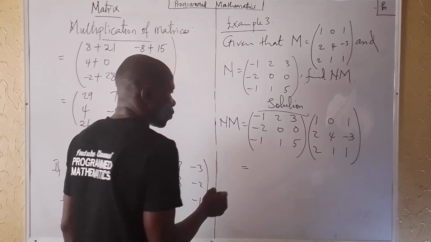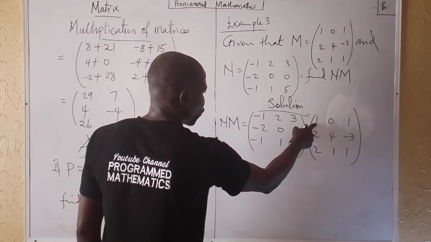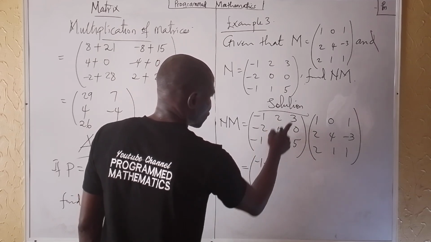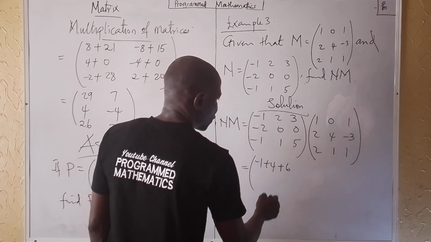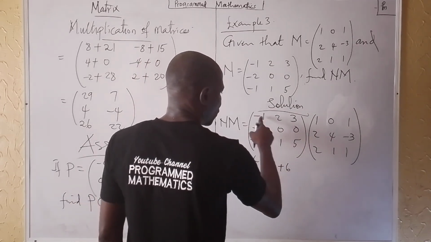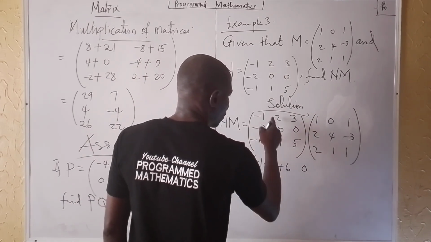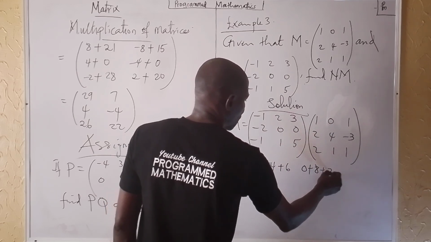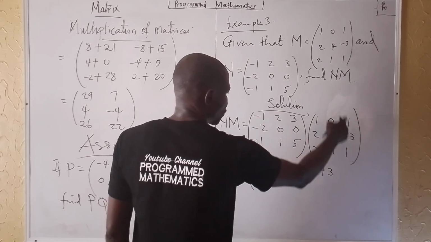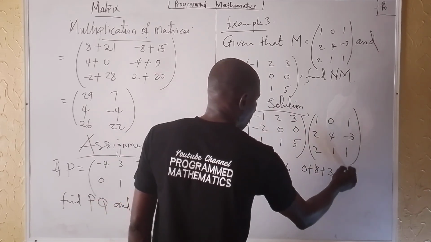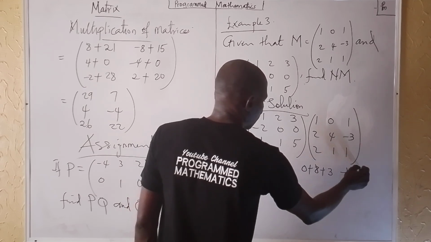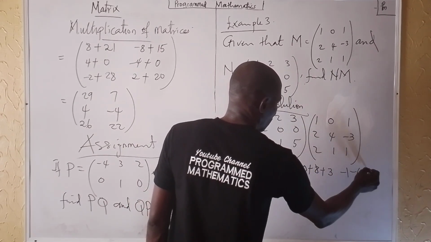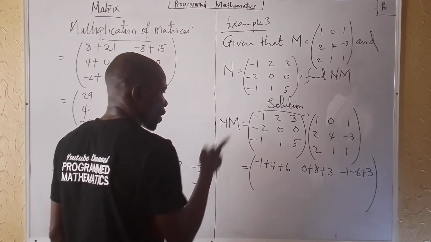So in this case, if we multiply this out, minus 1 times 1 is minus 1, 2 times 2 is plus 4, 3 times 2 is 6. Then the first row, second column: minus 1 times 0 is 0, plus 2 times 4 is 8, plus 3 times 1 is 3. Then first row, third column: minus 1 times 1 is minus 1, 2 times minus 3 is minus 6, 3 times 1 is plus 3. So the first row is gone.